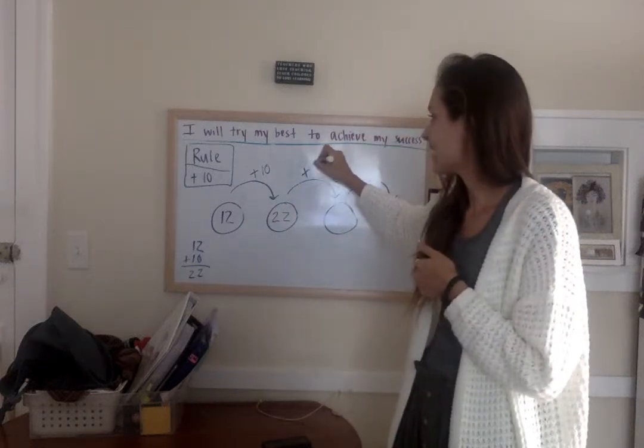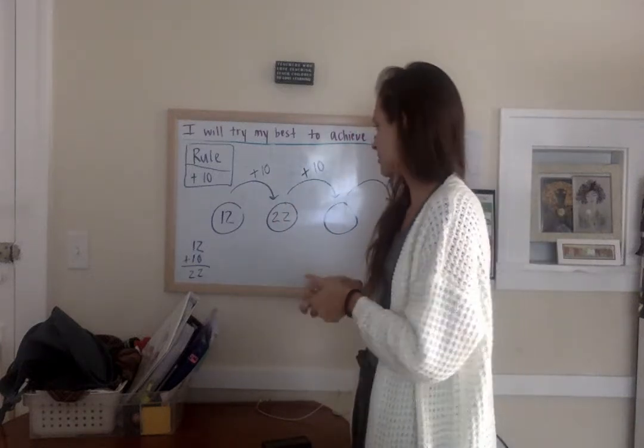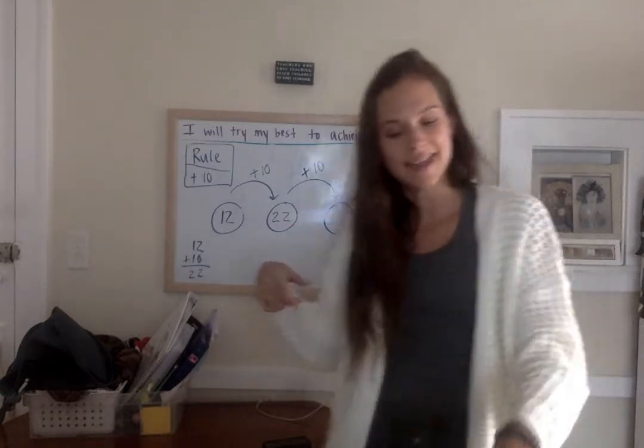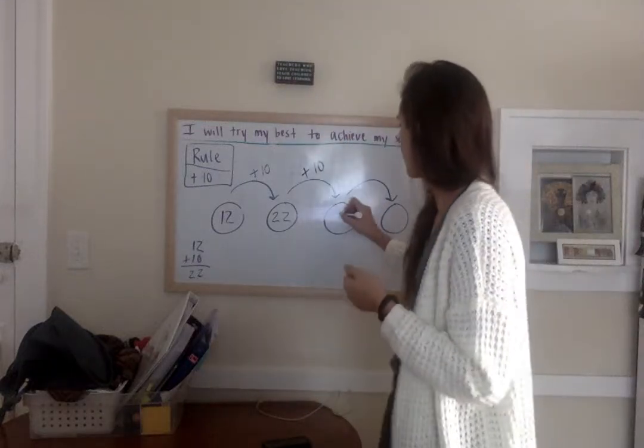And now I need to add 10 again. This time I'm going to use my fingers. I'm at 22 and I need to add 10. 22, 23, 29, 30, 31, 32. It'll put me at 32.